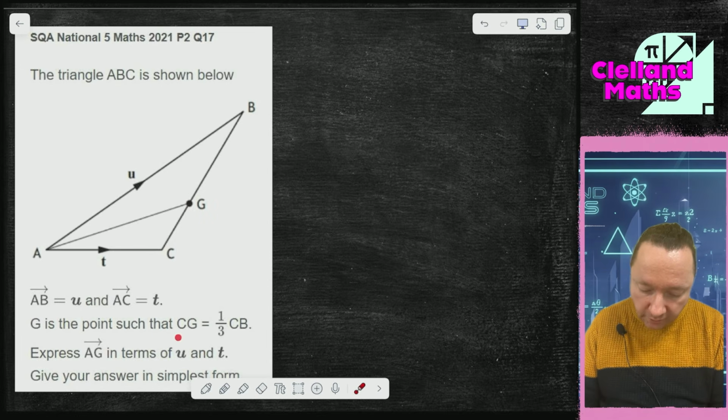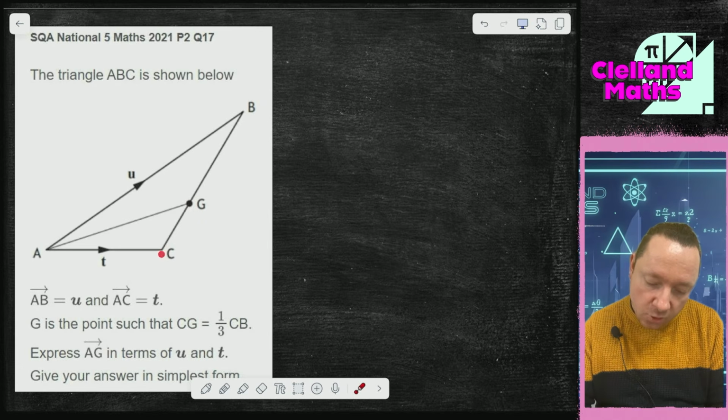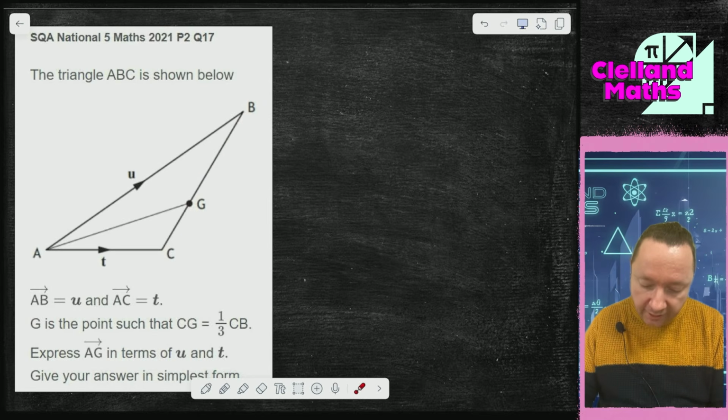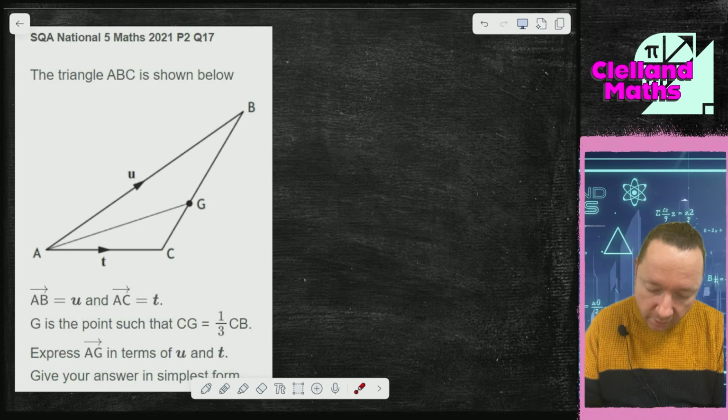And G is the point such that CG is a third of CB. So if I knew this whole one, then from here to here would be a third of that, and from here to here would be 2/3 of it. Okay? We have to find AG in terms of u and t. So we have to go from A to G. So let's see if there's a way we can get there.